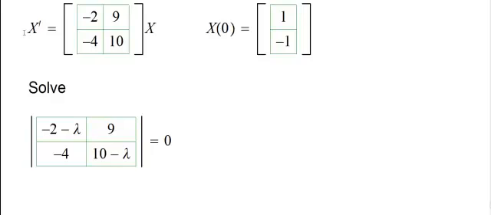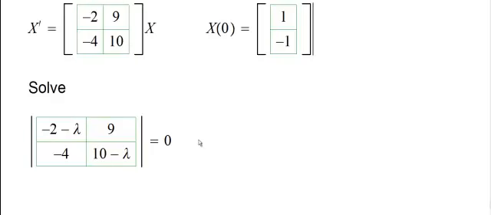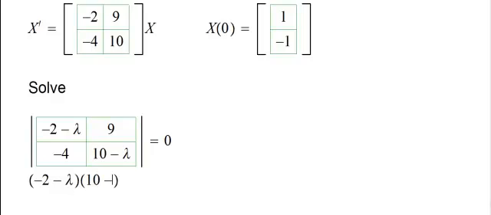So we are looking at this system of equations with this initial condition. Everybody clear? Okay. So first we will solve for the eigenvalues, right? And when we do that, we shall set this determinant equal to 0, right? So we have this, and then we got 10 minus lambda, and then minus negative of 4 times 9 equals 0. Everybody clear?